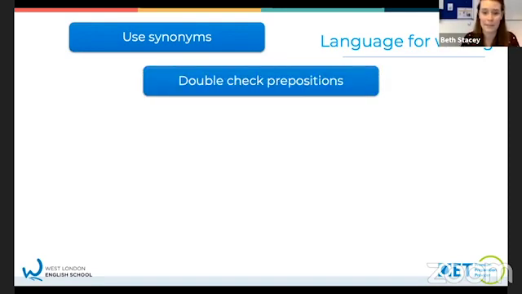Double check your prepositions. If you've written the word "specializes," you need to put "specializes in." And you can practice this yourself. Write a list of verbs and then match the prepositions with them and just go over them and make sure you know them, because they're tiny things and you don't want to have your marks lowered because you've got some prepositions wrong.